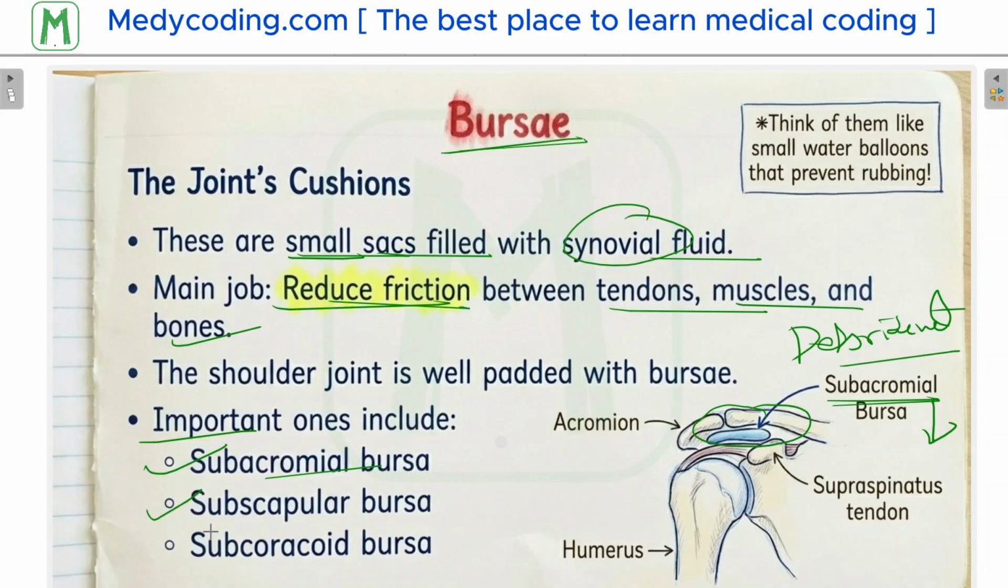Second is the subscapular bursa. Third is the subcoracoid bursa. So these are the very important bursae of the shoulder. In total, there are 8 to 10 bursae in the shoulder joint.